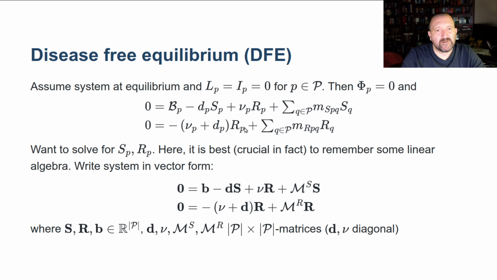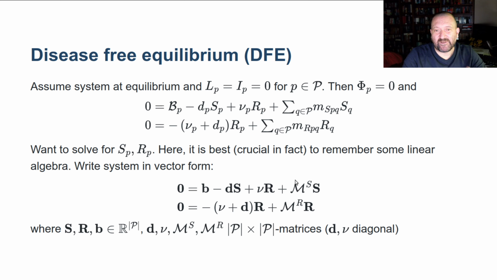If I solve this, I have my disease-free equilibrium. Once again, if you try to do this, it's feasible, but you're going to lose a lot of time, whereas it's very easy if you remember that linear algebra is useful. So let me take this system here and write it in vector form.